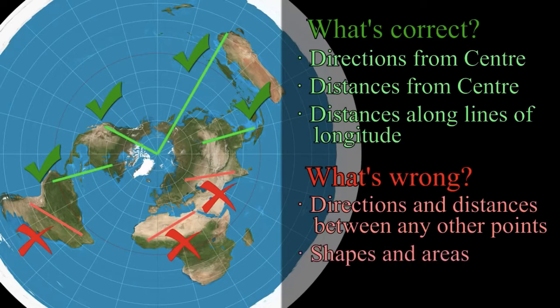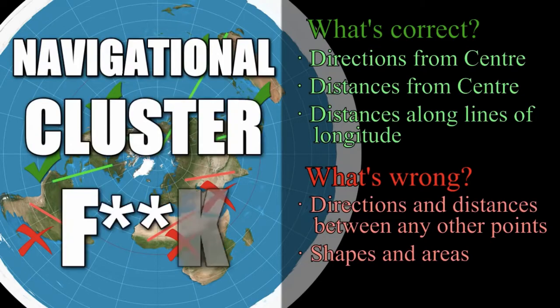Consequently, shapes and areas are also incorrect, and become increasingly distorted the further from the centre of the map they are. We'll come back to that. The azimuthal equidistant projection does have some practical applications, but for general navigation, the problems highlighted mean it's an absolute clusterfuck. Consequently, Flattards parading this as their go-to map of the world gives some indication of just how little thought they've put into things, as well as revealing that they've never tried to use it.